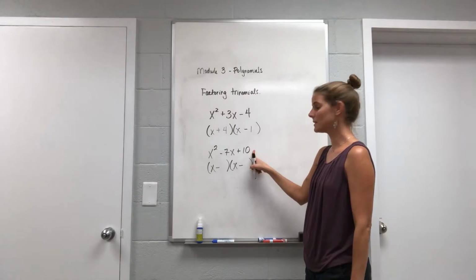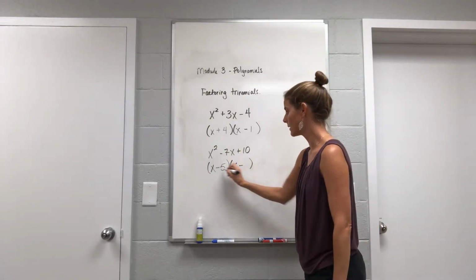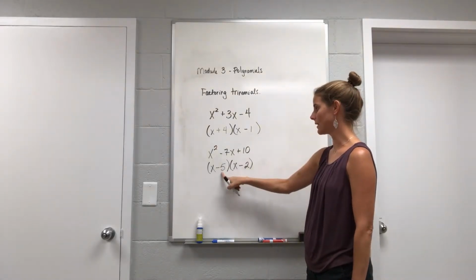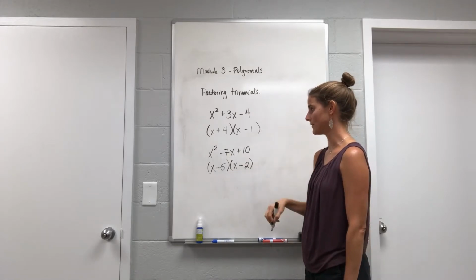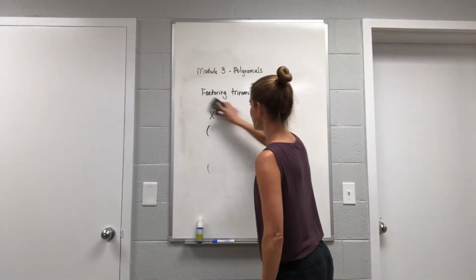So what multiplies to be 10 and adds up to be 7? 5 and 10. 5 and 2, sorry. So 5 and 2. Negative 5 times negative 2 is positive 10. Negative 5 plus negative 2 is a negative 7. And that's it. All right, so that's factoring trinomials.